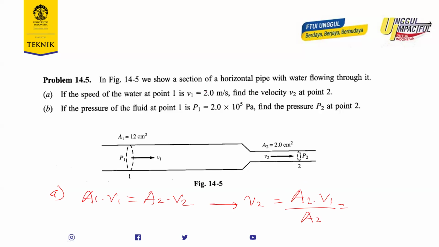A1 is 12 centimeters square. V1 is 2 meters per second. A2 is 2 centimeters square, right? So V2 becomes 12 meters per second. This is the continuity equation.